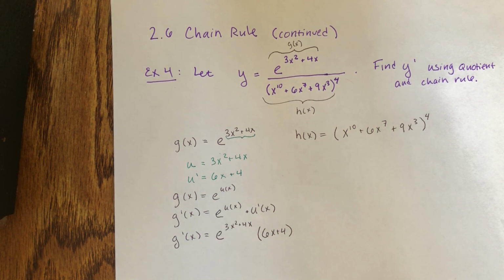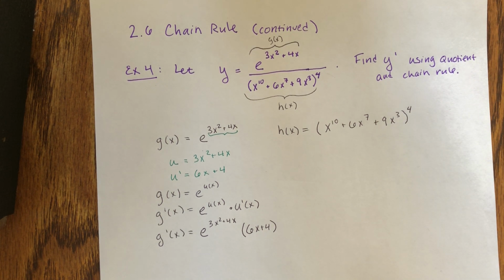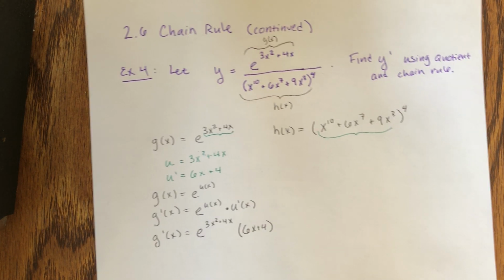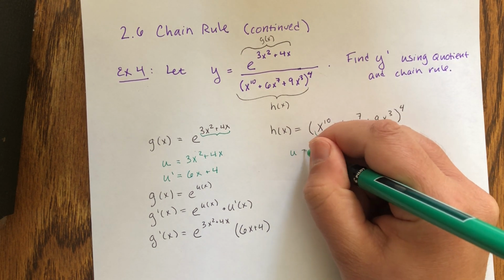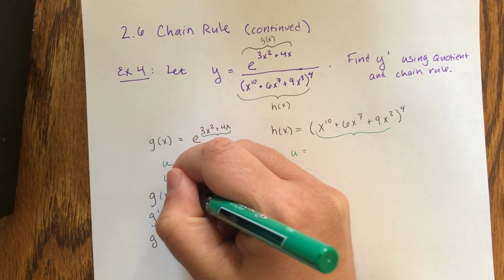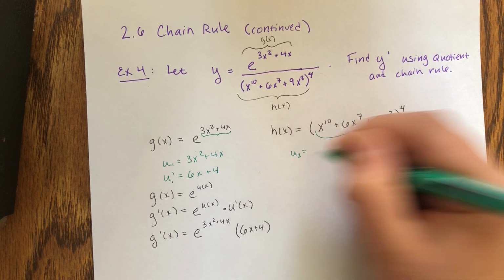All right, I'm going to have to do the same thing over here for h of x. I need to use the chain rule again. So I identify my inner function. My inner function here is the polynomial inside the parentheses. I probably shouldn't call this u again because I've already used u, but fine. Let's call this u1 over here, and we'll call this one u2.